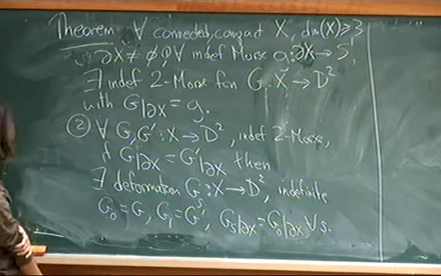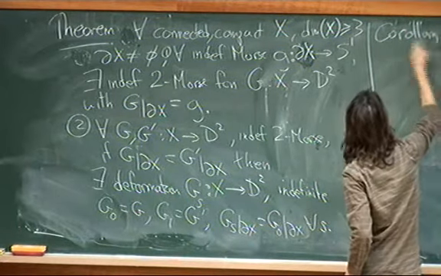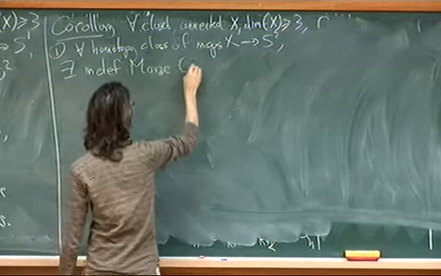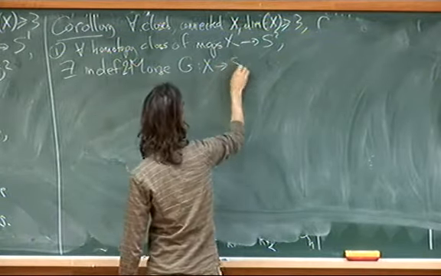A corollary of this is not a new theorem, but I like the fact that what I'm going to say now follows from the case of the disk. Given a closed connected X, dimension of X bigger than or equal to 3, and given any homotopy class of maps from X to S2, there exists an indefinite 2-Morse function, capital G, from X to S2 in this homotopy class.